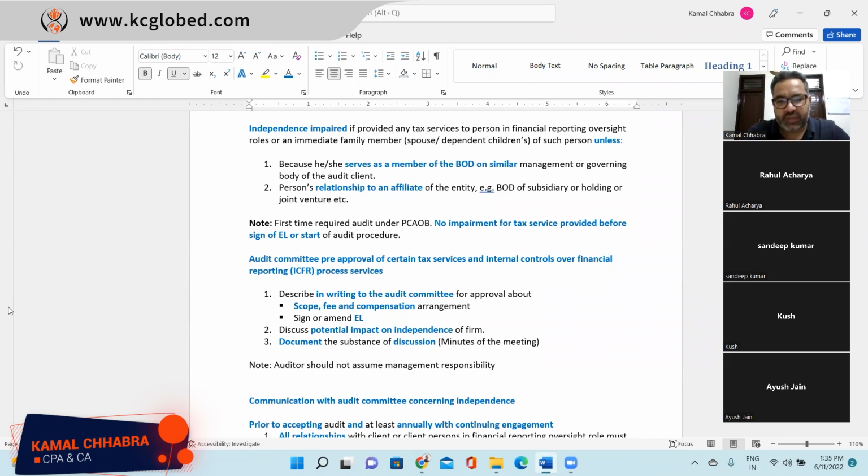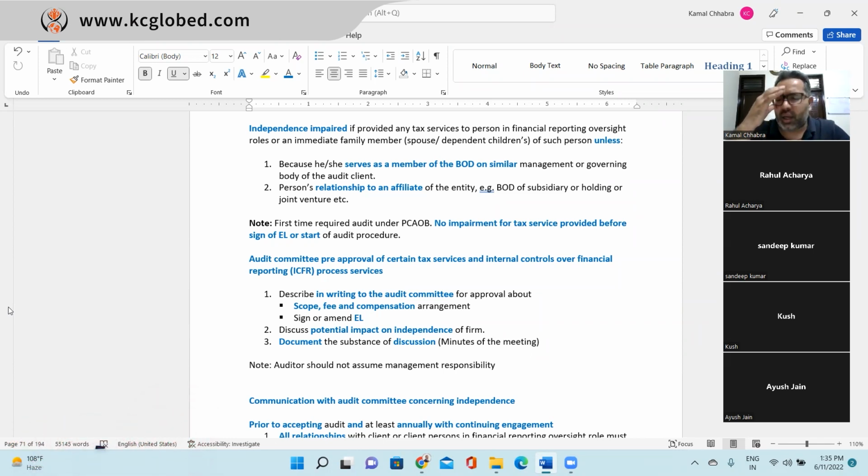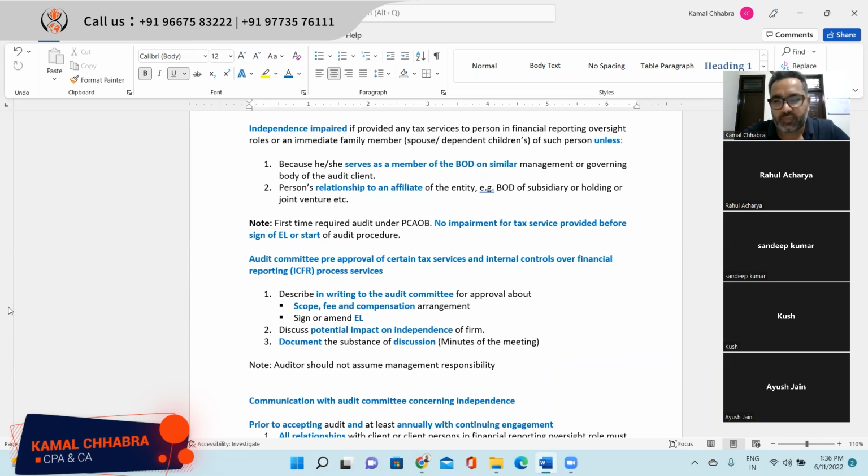If you see the note over here, if till previous year you were providing tax services to the board of director, and now in this current year you have been appointed as an auditor, then till the previous year, if you were providing services, there is no non-compliance. But in the current year, if you're still providing those services and those services are not an exception to this independence rule, then you are in non-compliance. If they are allowed in this exception, then you are compliant. But again, it requires pre-approval of the audit committee. Okay, sir.